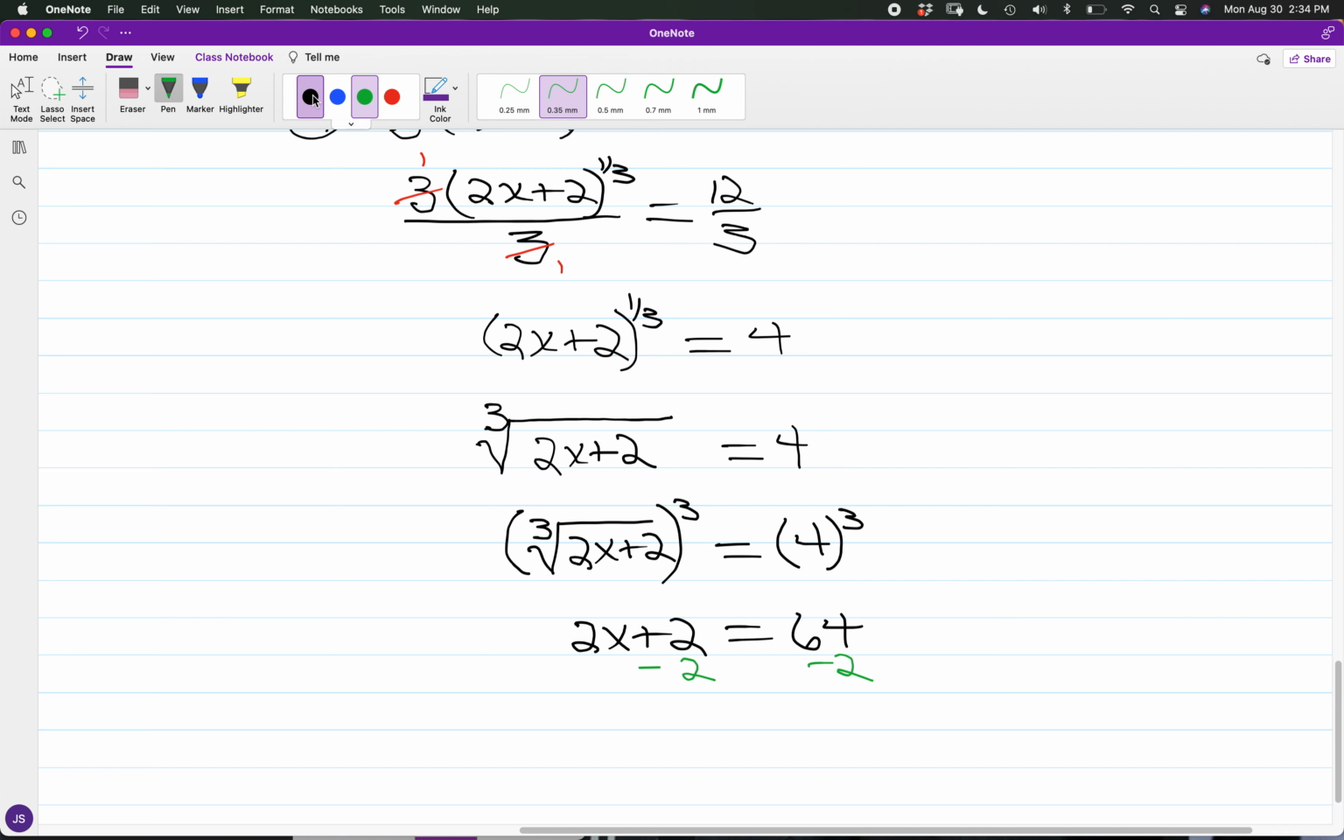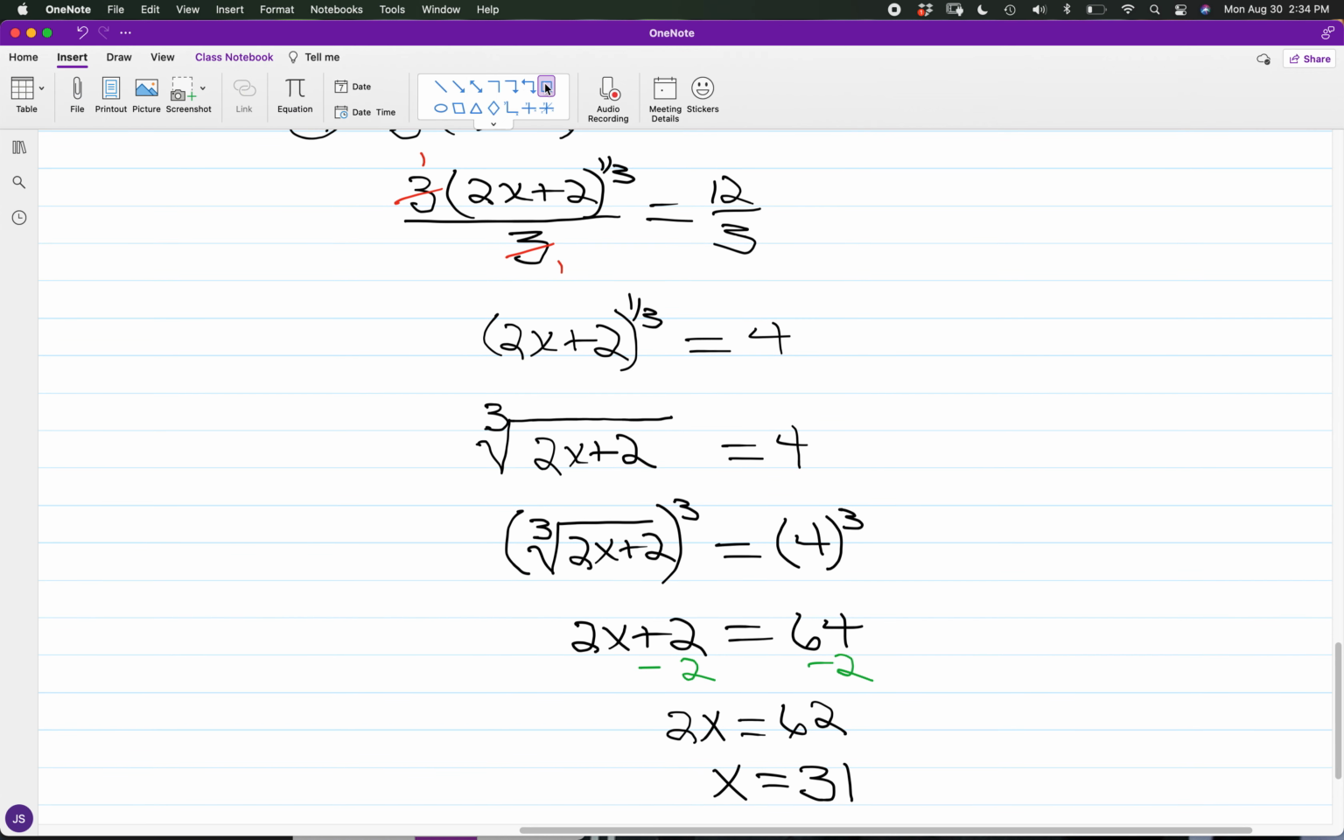And now we have taking 2 away from both sides. So we have that 2x is equal to 62, and with division by 2, we're going to have that x is equal to 31.